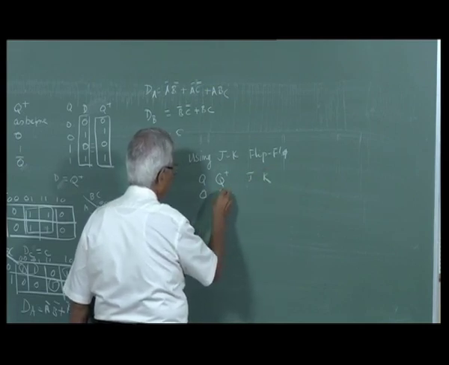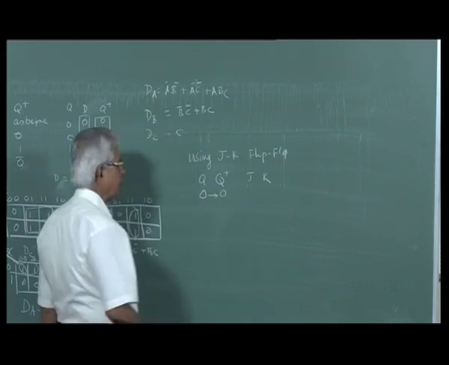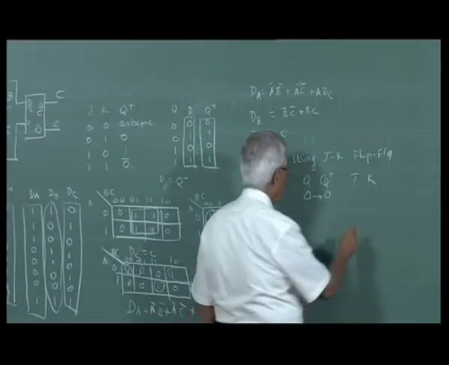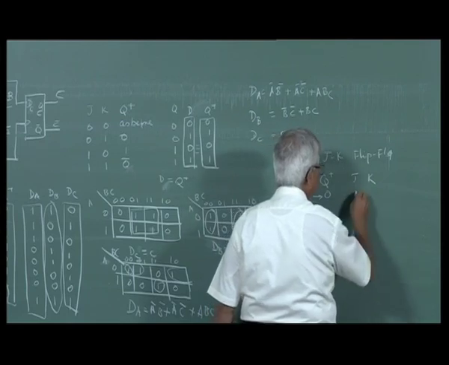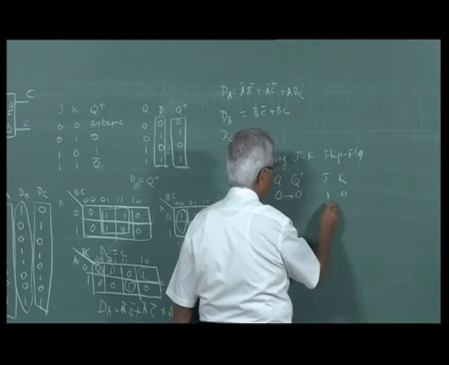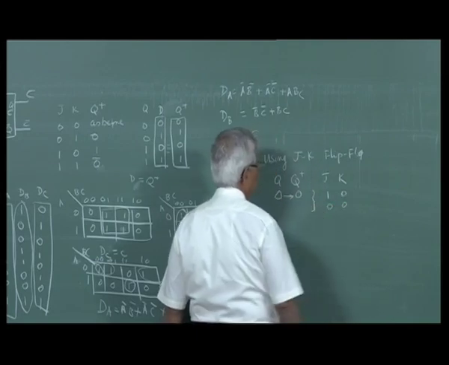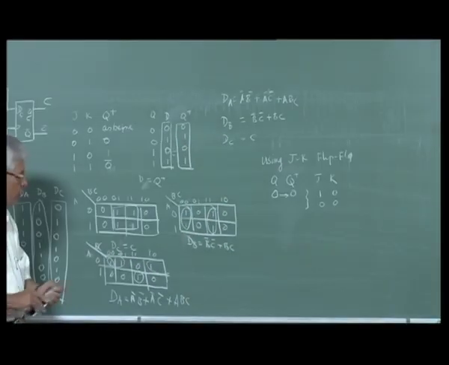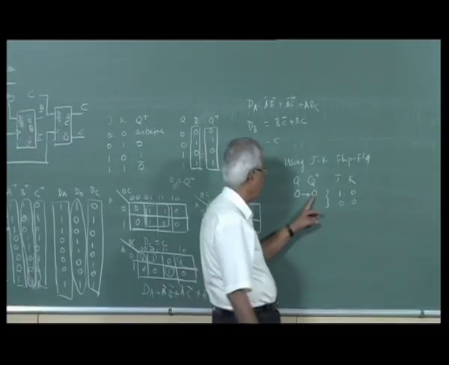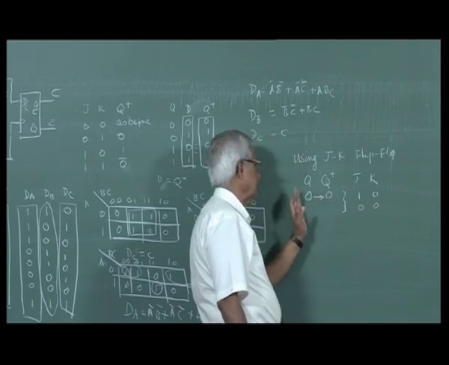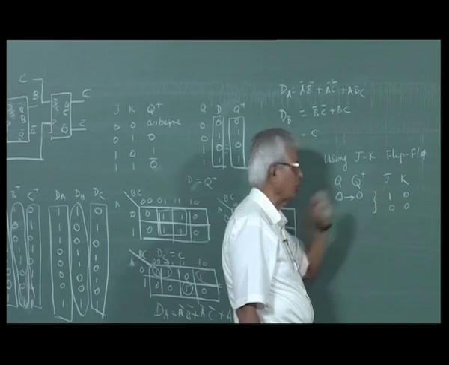If Q is 0, Q plus also 0, I can make the next state of Q 0 either by making K equal to 0, J equal to 1, or making both of them 0. There are two ways in which I can make Q plus 0. If the present state is 0, then I can have 0 0, or irrespective of what is the present state, next state will be 0 if I make K equal to 0.